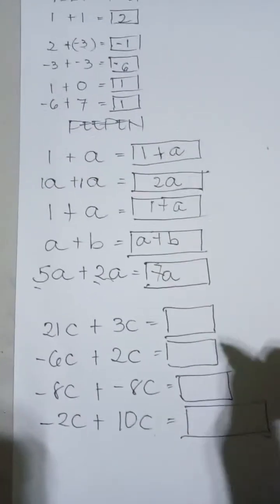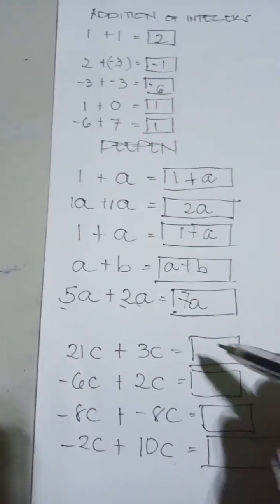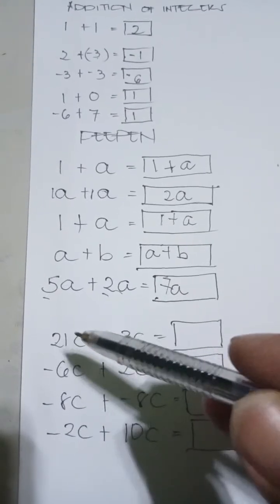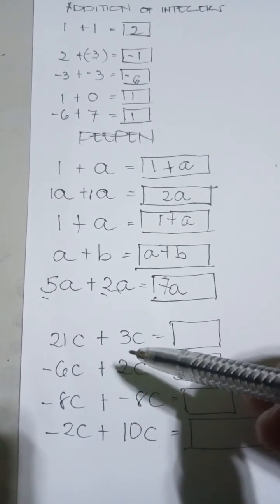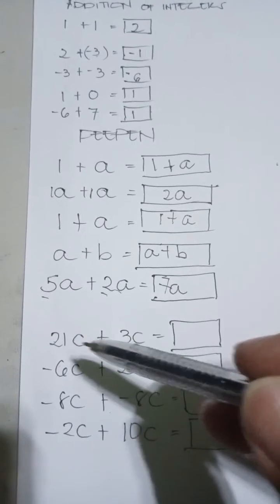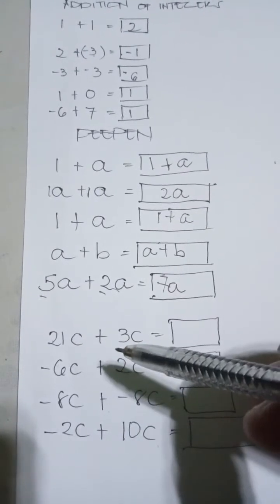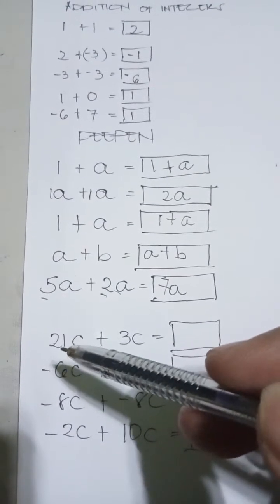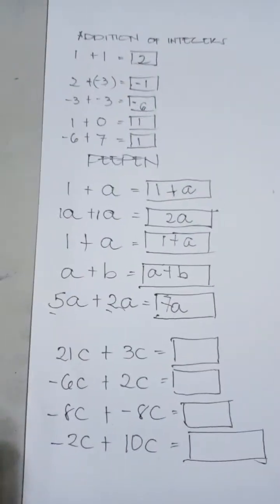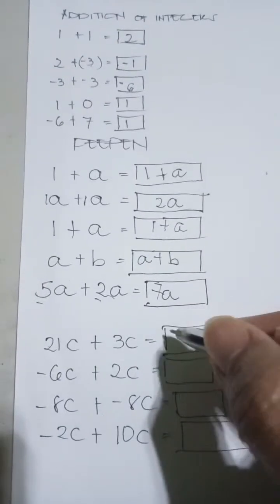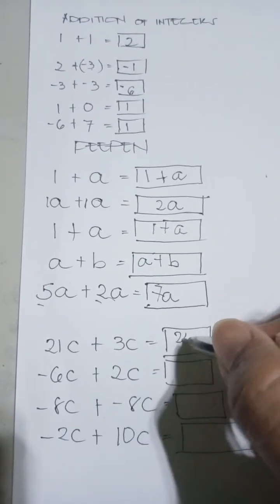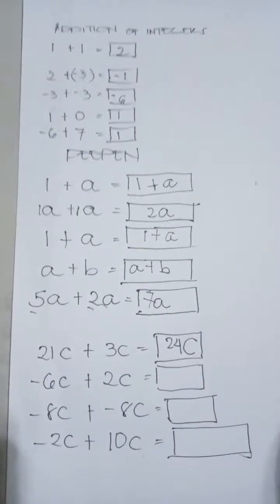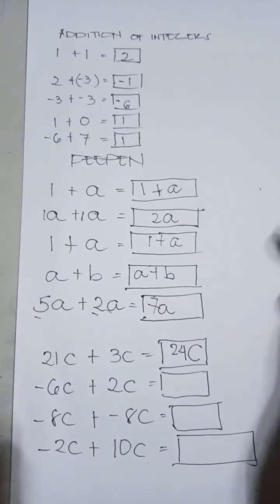Next, 21c plus 3c. In this case, can we add? Yes. The variable is the same, c, and you can easily add the numbers 21 plus 3. What is the answer? The answer is 24. You copy the variable once, c. Okay, what about the other?